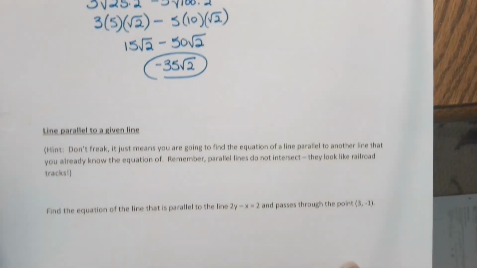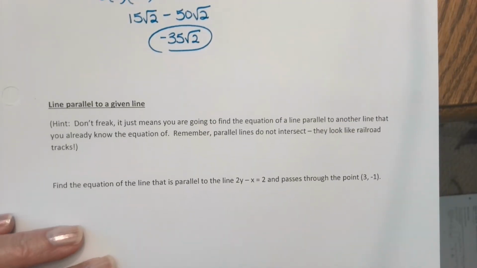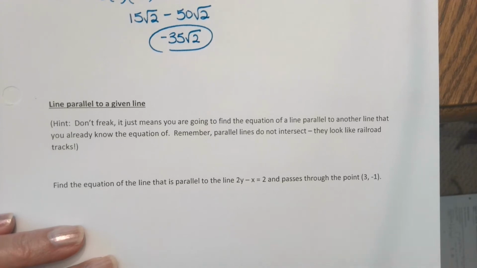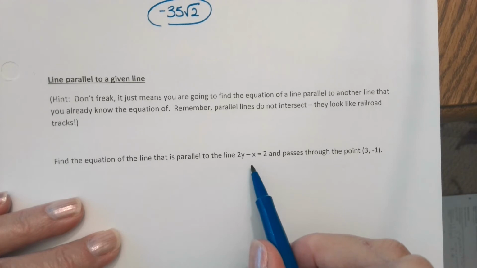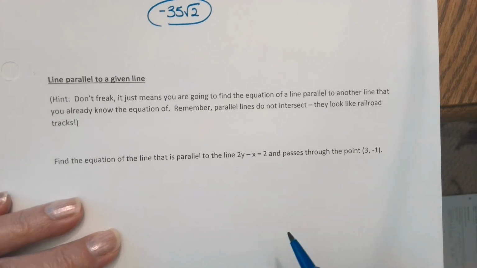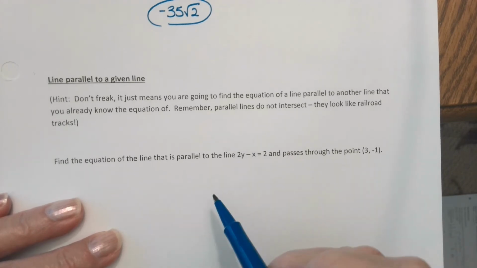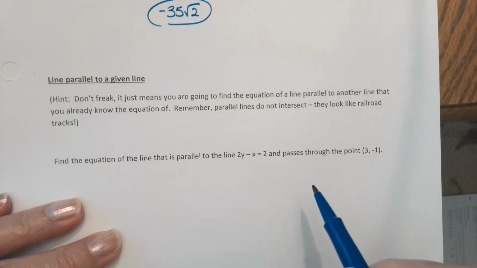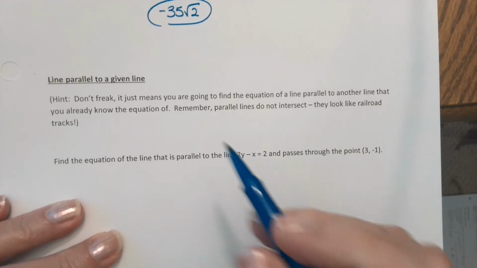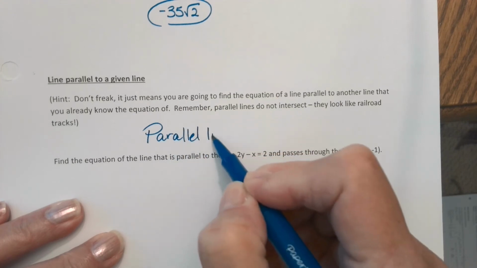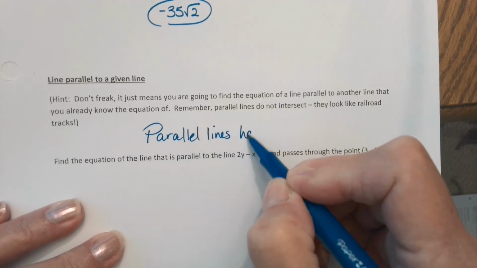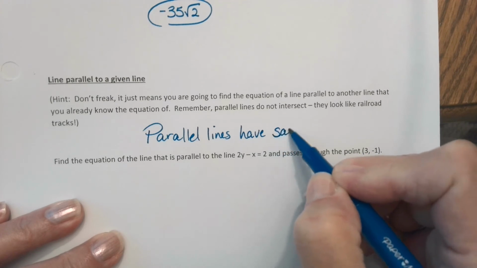Okay, now the line parallel to a given line. You can read that later. Anyway, it says find the equation of the line that is parallel to this line and passes through this point. When a line is parallel to another line, they have the same slopes. Okay? So parallel lines have the same slopes.